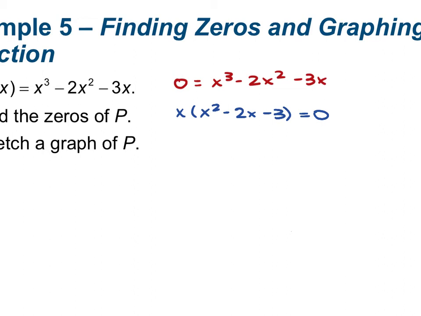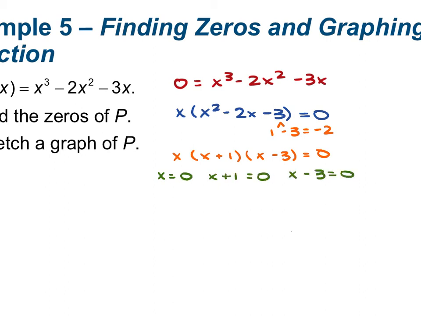From here, find your factors of that negative 3 that add up to be negative 2. That negative 3 is 1 and negative 3. That'll give us that negative 2 that we're looking for. So this is x times x plus 1 times x minus 3 is equal to 0. Now that we've factored completely, set each part equal to 0. So x is equal to 0, x plus 1 is equal to 0, x minus 3 is equal to 0.